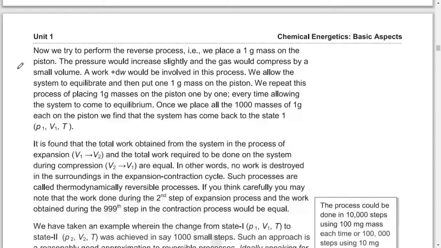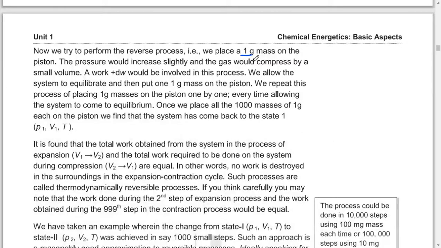Now we try to perform the reverse process, that is, we place a 1 gram mass on the piston. The pressure would increase slightly and the gas would compress by a small volume. A work plus dW would be involved in this process. We allow the system to equilibrate and then put another 1 gram mass on the piston. We repeat this process of placing 1 gram masses on the piston one by one, every time allowing the system to come to equilibrium. Once we place all the 1000 masses of 1 gram each on the piston, we find that the system has come back to state 1, P1, V1, T.